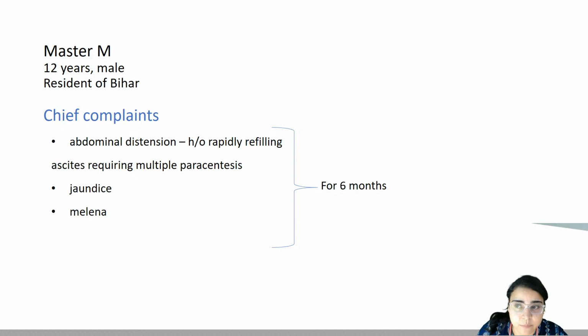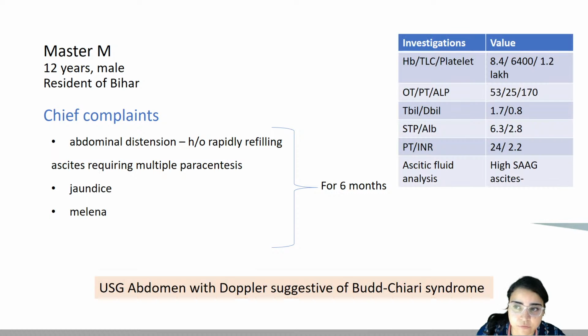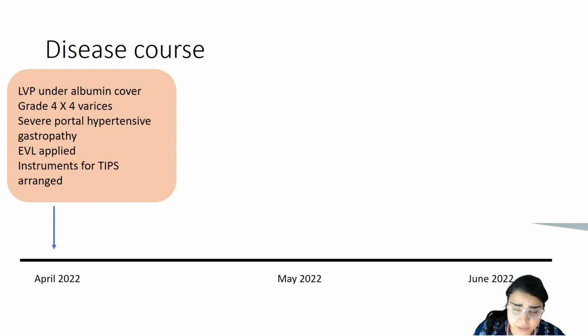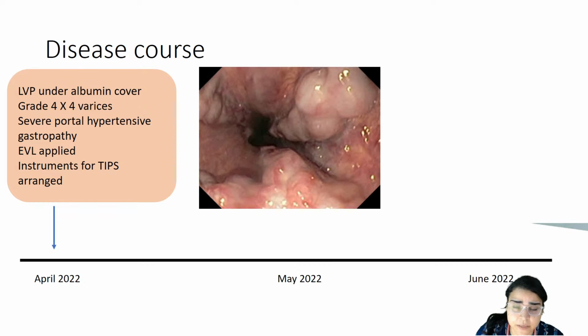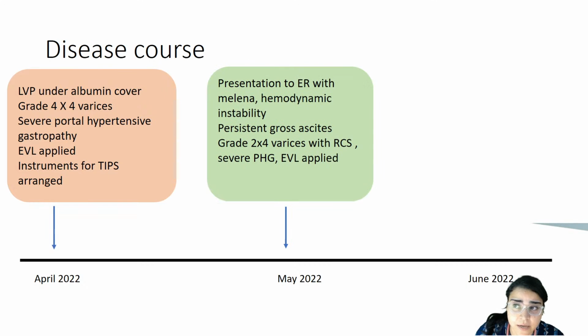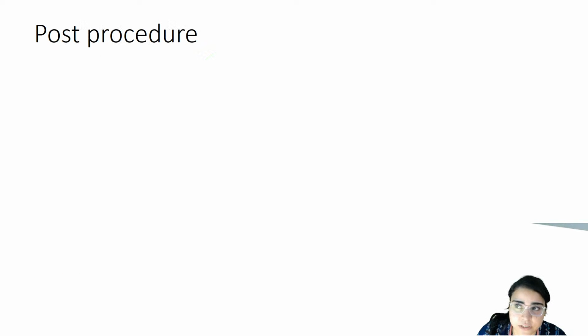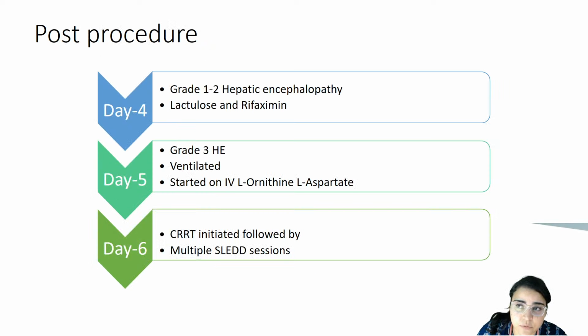First one is Master M, who presented with the typical complaints of abdominal distension, mild jaundice, and melena. He was diagnosed to have Budd-Chiari syndrome with the help of ultrasound Doppler. He had a stormy course with us. He underwent multiple large volume paracentesis, EVL was done for his high-grade varices, and then TIPS was planned for him, and it was done with high-risk consent in view of his poor general condition.